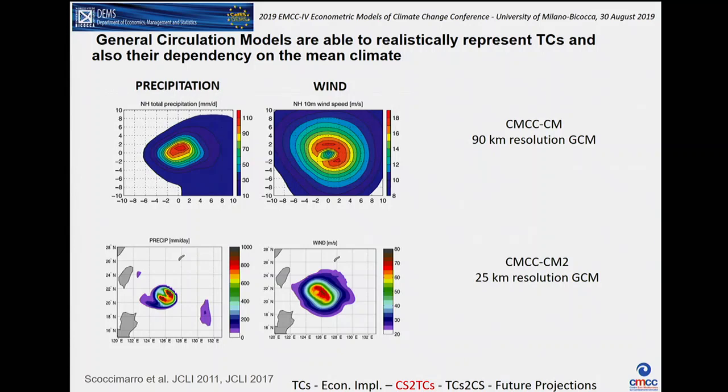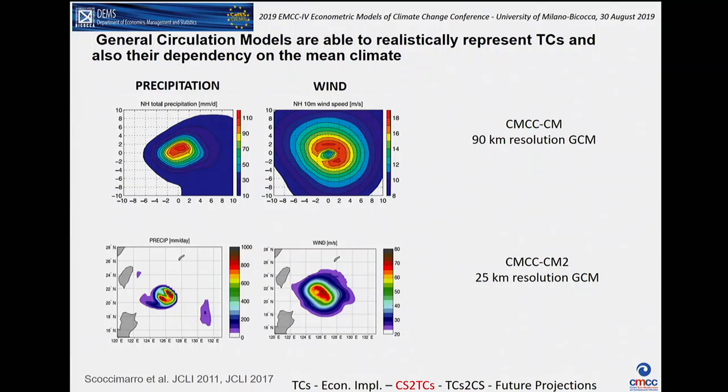This is what we have in CMCC-V, and this is what we have in CMCC-VI. In CMCC-V, the high in the wind was present, but not in the precipitation. Now we have the high in both wind and precipitation, with also different numbers associated, because now we are able to represent the most intense ones.